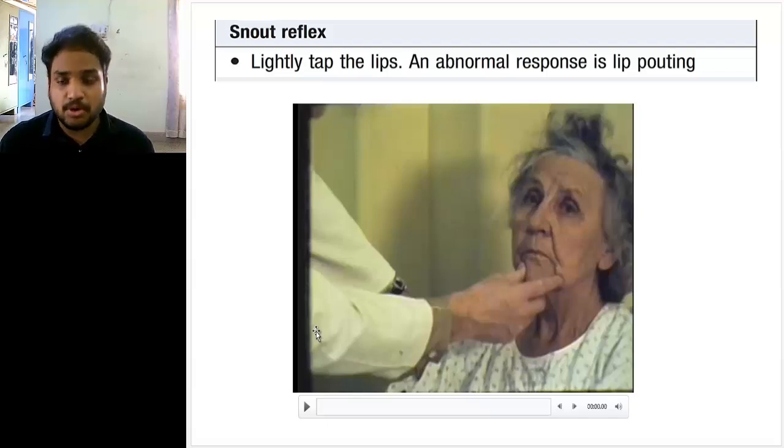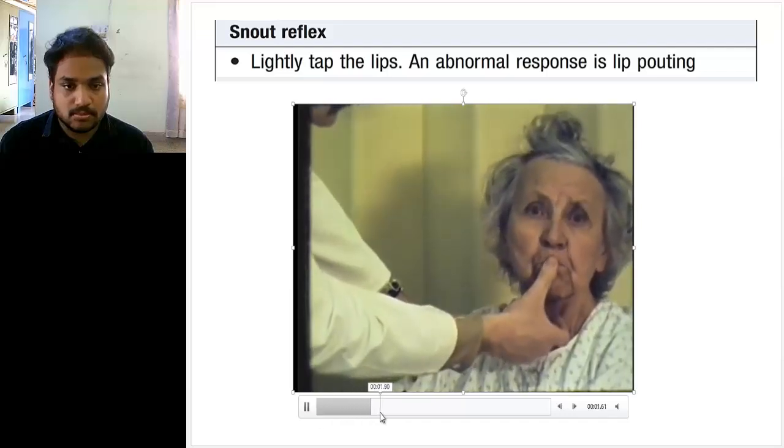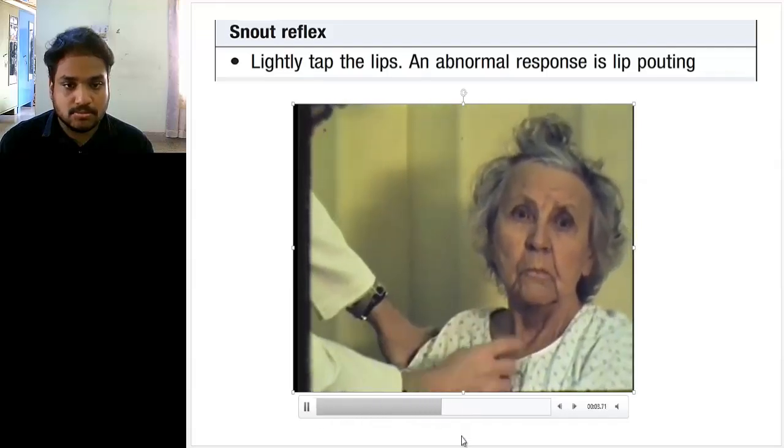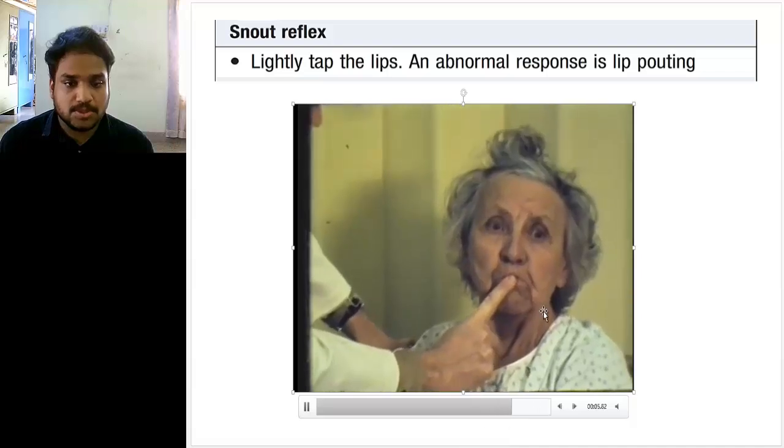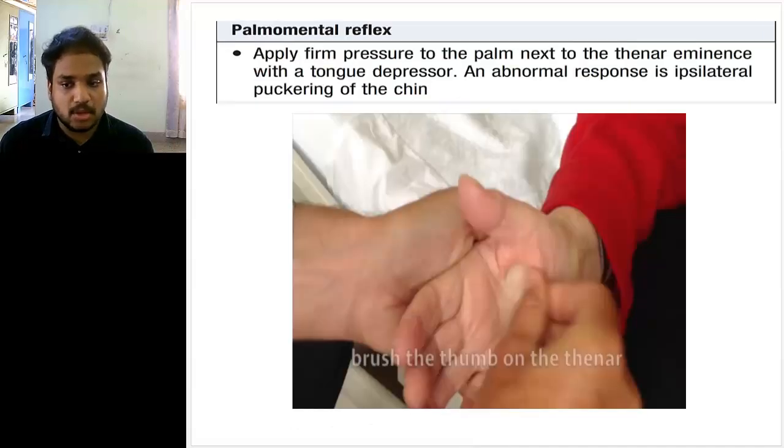So the prefrontal area is very important, and whenever there is a lesion, it will cause reappearance of the primitive reflexes. So let us see some of the primitive reflexes. The snout reflex: you have to lightly tap the lips, and the abnormal response is lip pouting, right? So you can see here. See, once you are touching the lips, the lip is pouting, right? So that is the snout reflex.